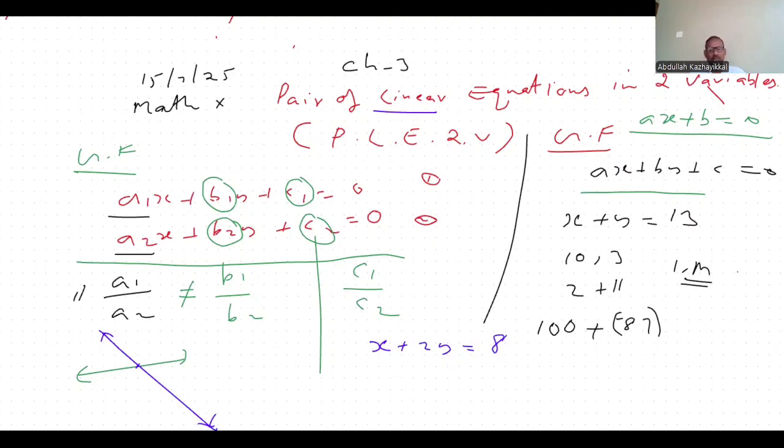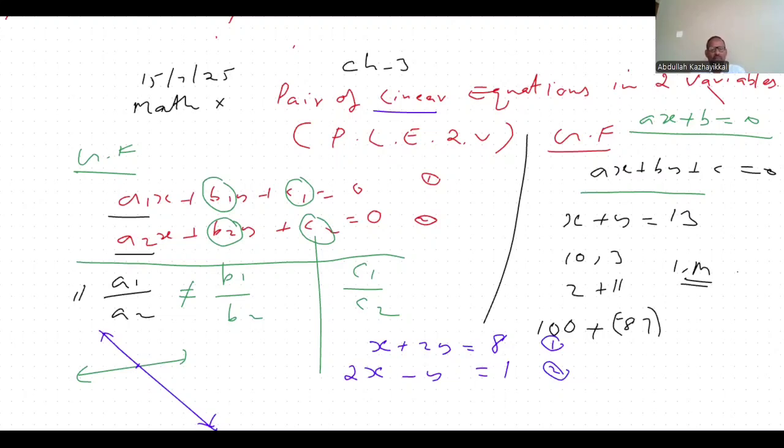Then suppose the second is 2x minus y is equal to 1. Here you can see two very simple, beautiful equations are there: x plus 2y is equal to 8, and 2x minus y is equal to 1. All of you write this one. I am talking about the first condition.